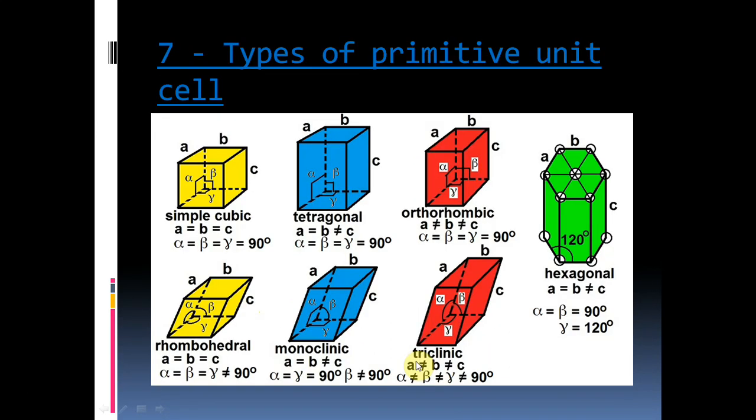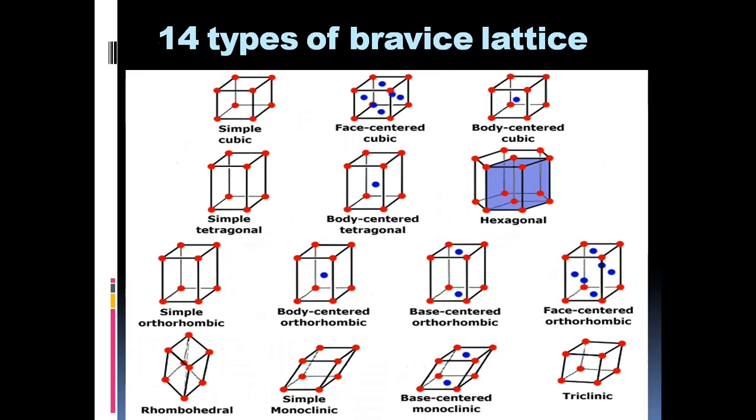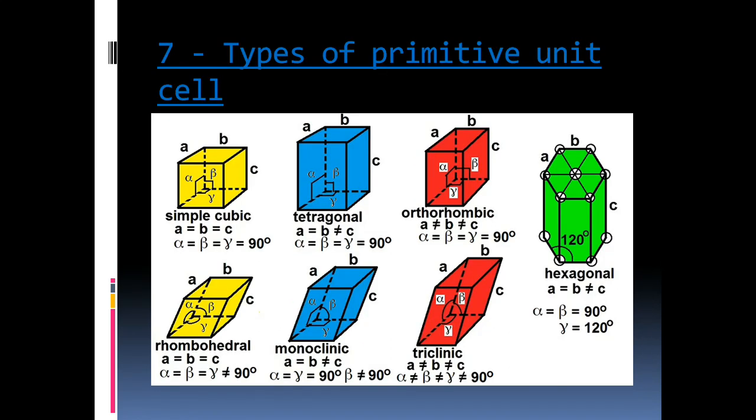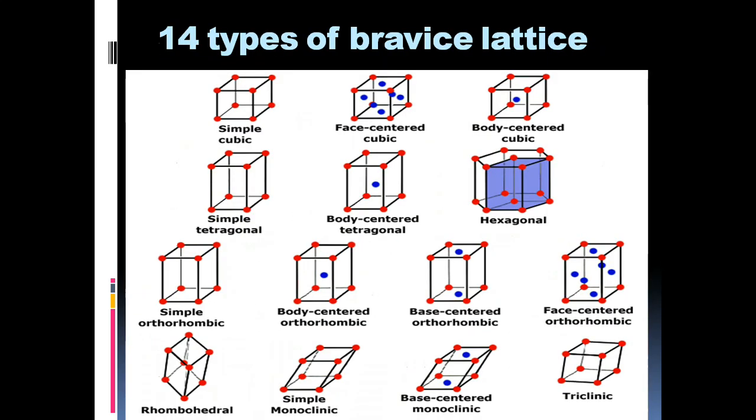Then the last one is triclinic, the most unsymmetric one, where we have A not equal to B not equal to C, alpha, beta, gamma not equal to 90 degrees. So in the triclinic category we have only the simple type. So we have 7 unit cells or primitive cells as well as 14 types of crystal lattice or Bravais lattice. That is, when this simple cell is arranged in a 3-dimensional way, we get 14 types of it.